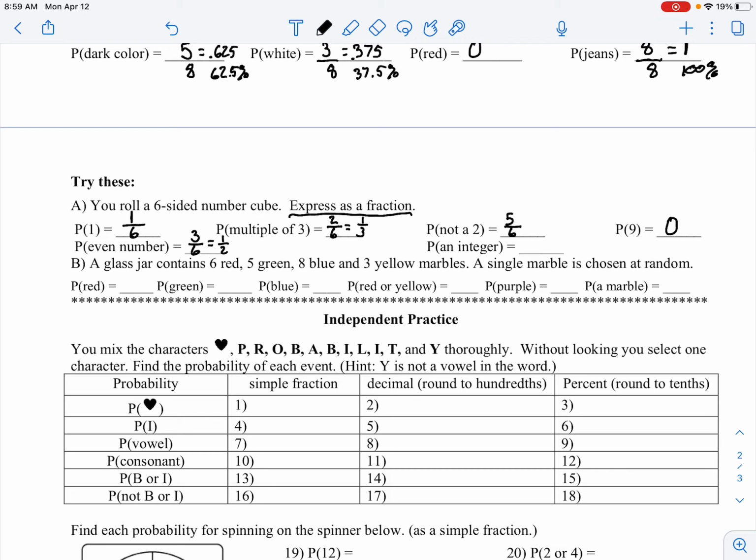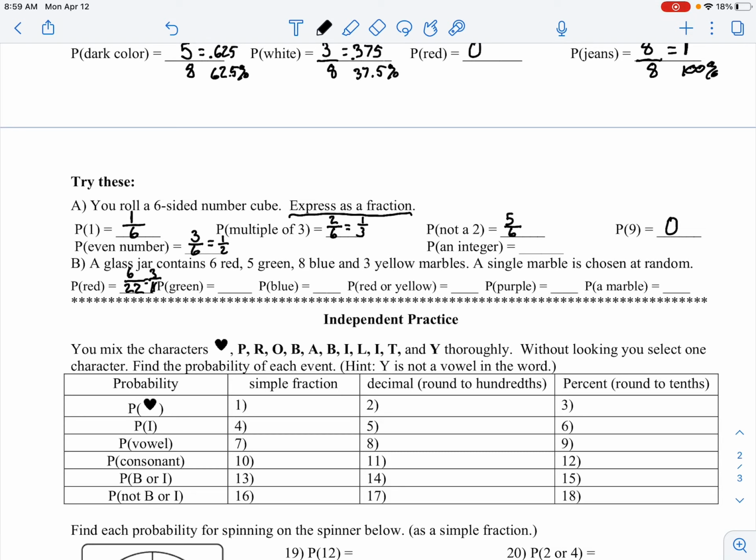All right. So finally, a glass jar contains 6 red, 5 green, 8 blue, and 3 yellow marbles, and we pick a single random marble out of a bag. So what's the probability of drawing red? Well, how many marbles do we have in total? I count 11, 19, 22 marbles. And how many of them are red? Well, that will be 6, which we can call 3/11ths.